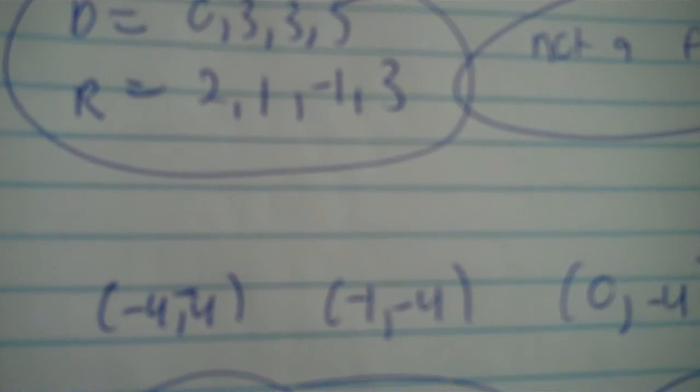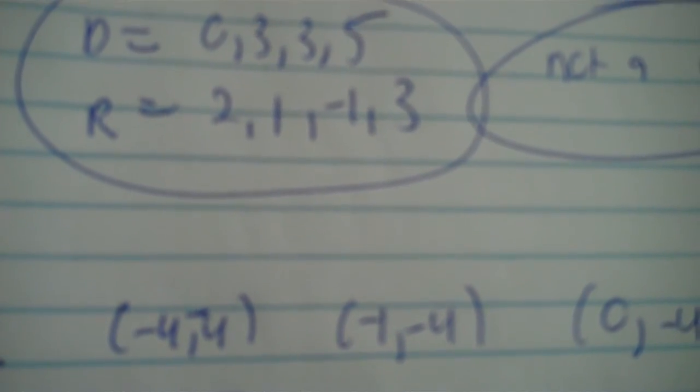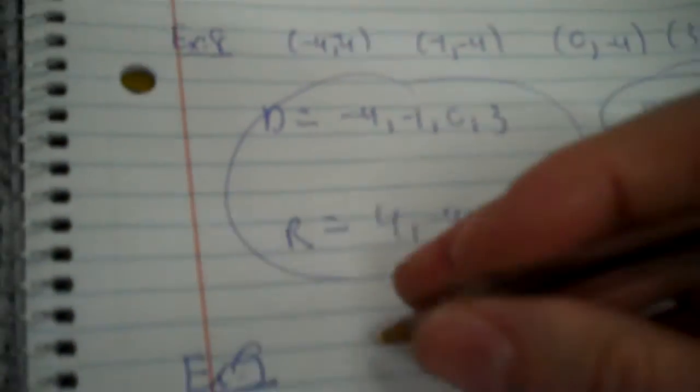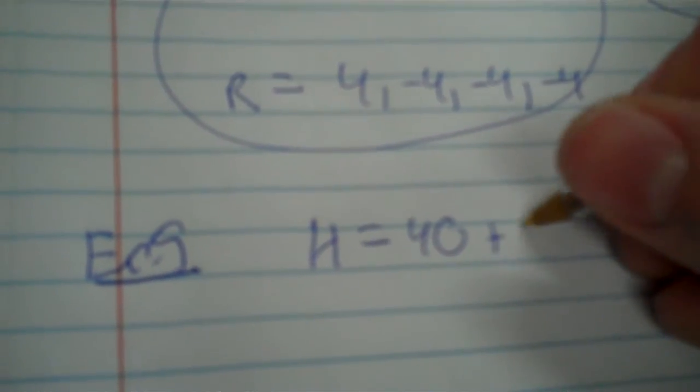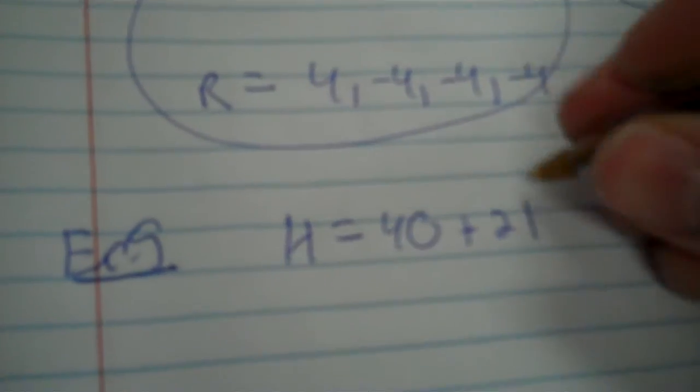Okay, example 9. The height of a helicopter is 40 feet above the ground. The height of the helicopter increases at a rate of 21 feet per second. Write a function rule for the situation. So h is the dependent variable. It starts at 40, then it increases, so add 21, but that's every second, so it's times s.